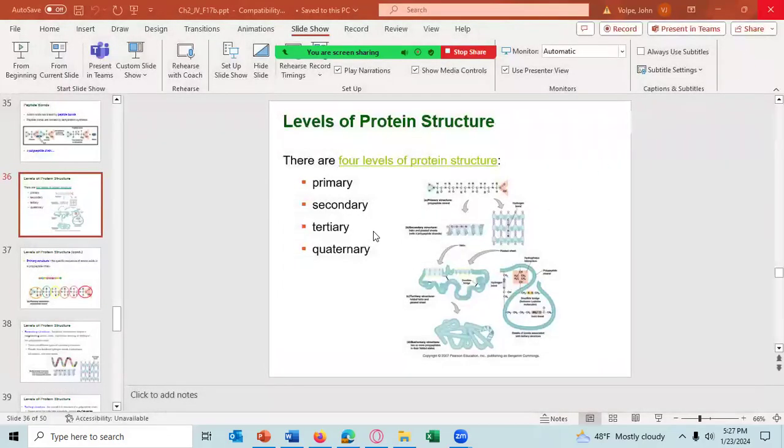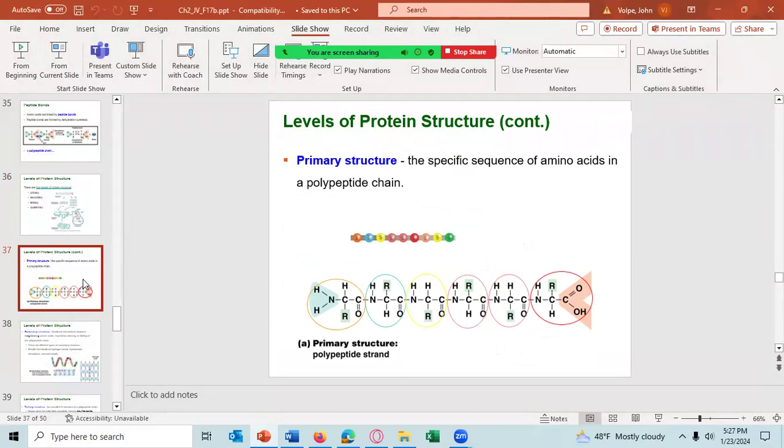So let's talk about the 4 levels of protein structure. The primary structure is the specific sequence of amino acids in a polypeptide chain. So when the protein is made, it will simply be a sequence of amino acids, one after the other. And that's the primary structure. Any question about that?